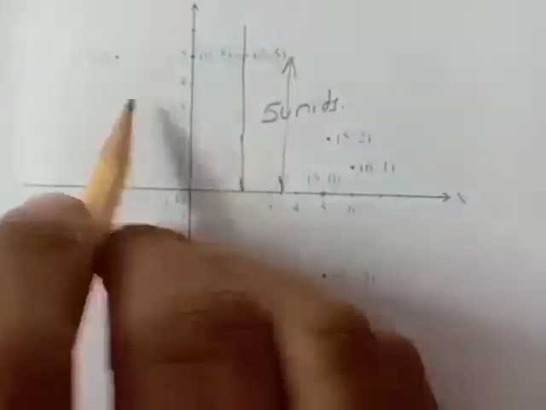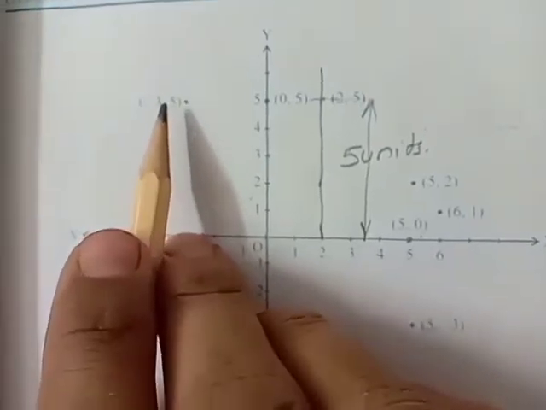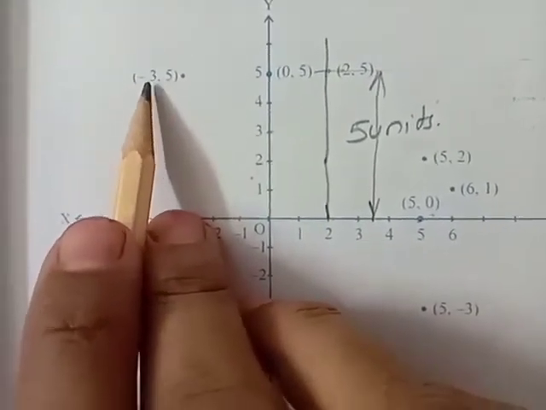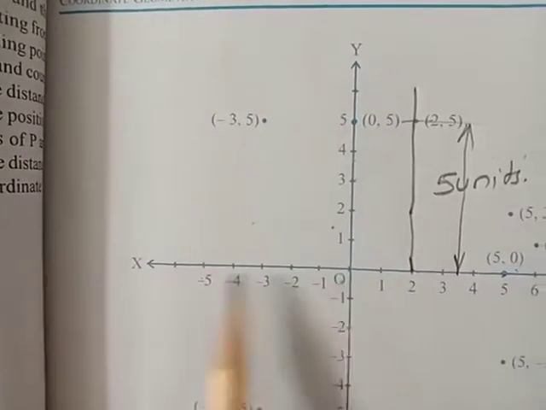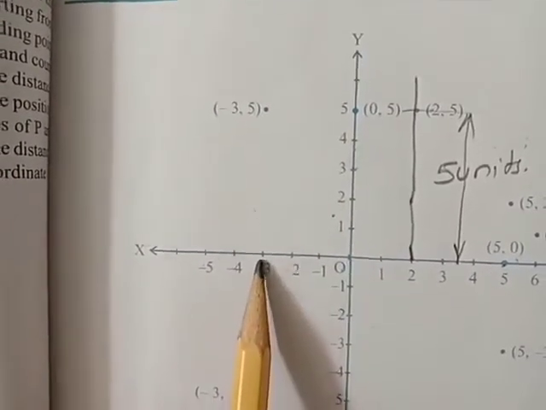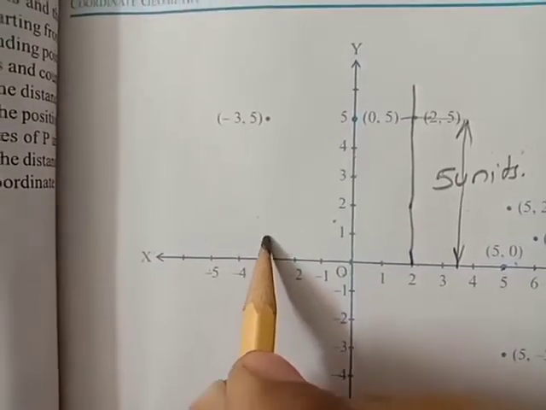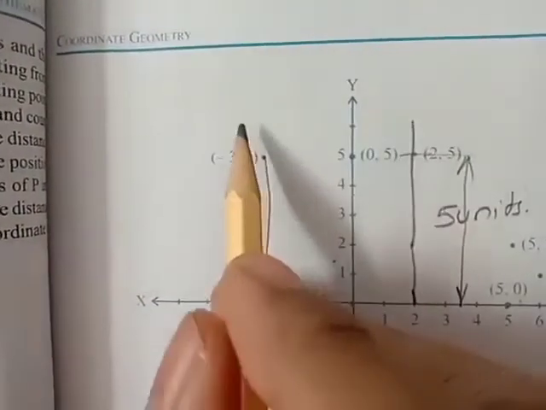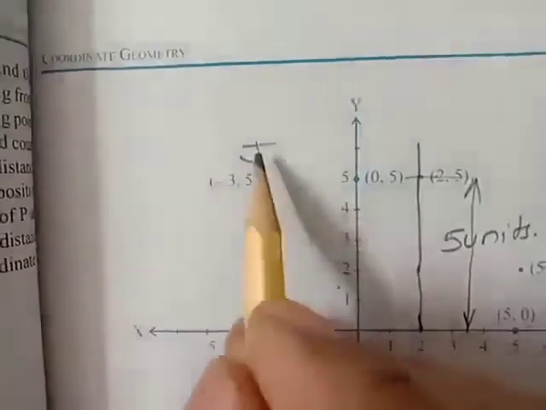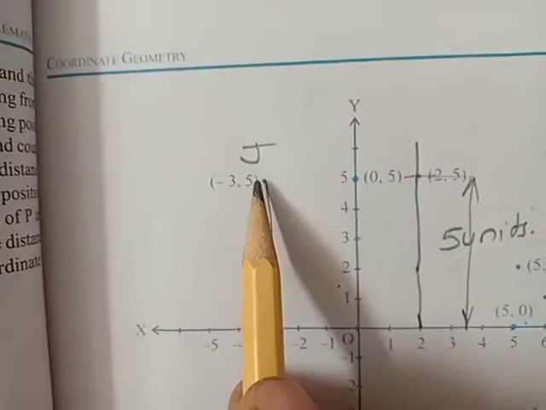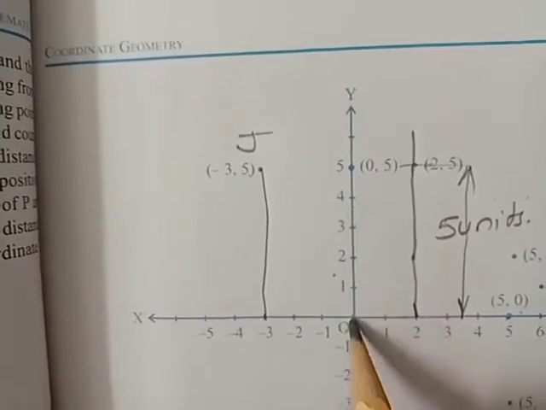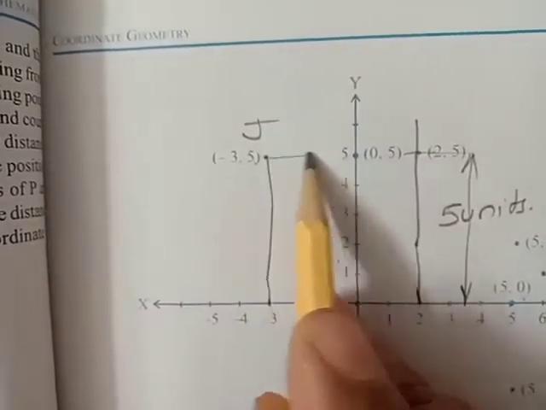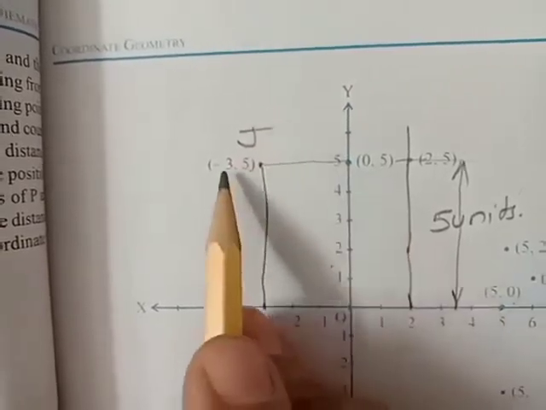In this way you can plot (-3, 5). -3 is the x ordinate, 5 is the y ordinate. Minus, so it is on the left hand side of this point O. So take 3 units, draw a perpendicular line, and you can call that J. Now the y ordinate is 5 units, so you have to measure from the x-axis. You have to measure 5 units, 1, 2, 3, 4, 5. So this is that point J, (-3, 5).